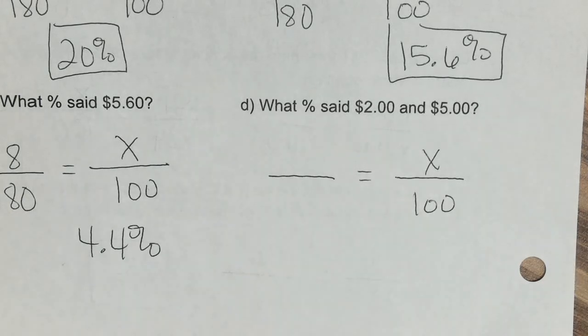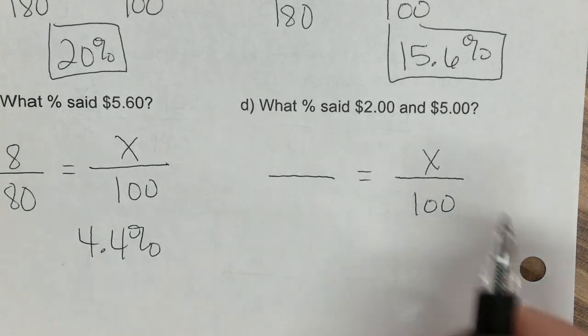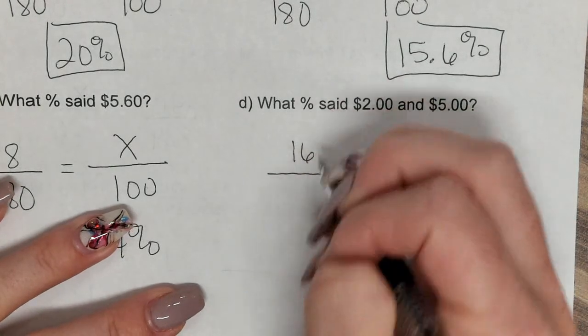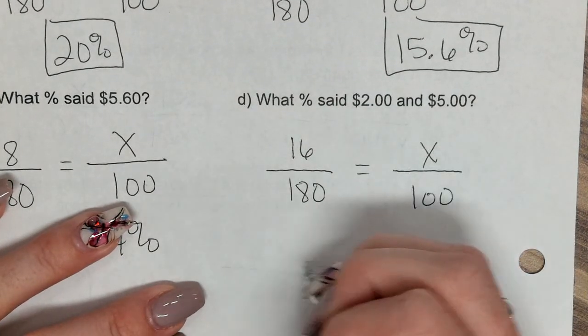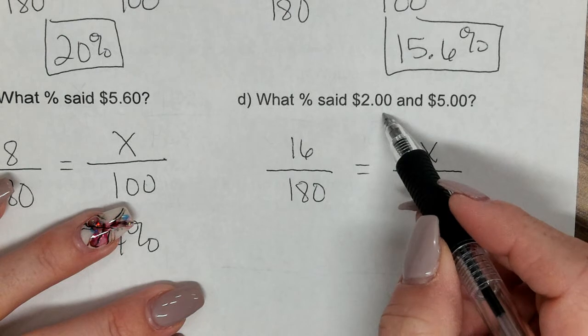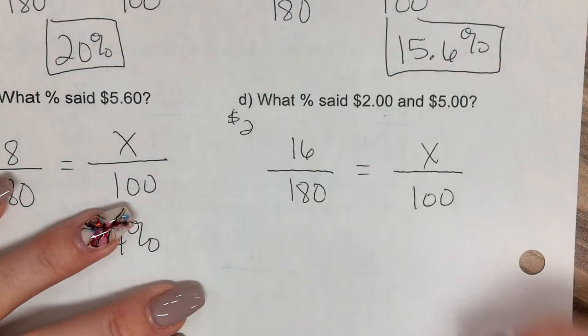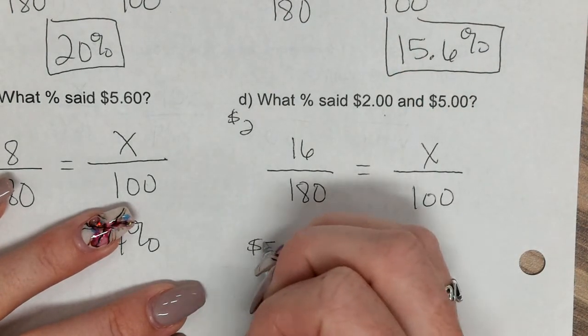How many ratios do I need for this one? 2. Because they're asking me 2 questions. What percent said $2 and what percent said $5? So this is for the $2 one. And then the $5 one.